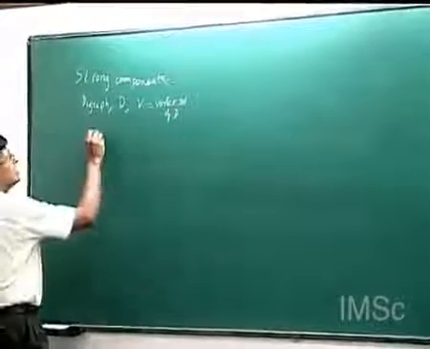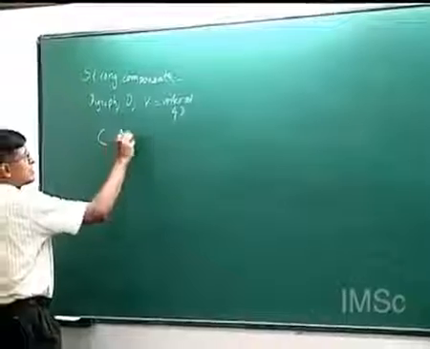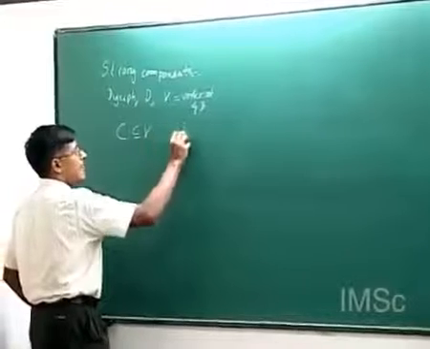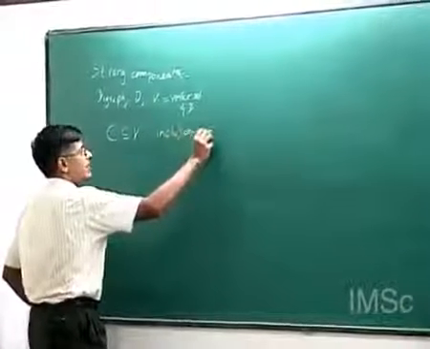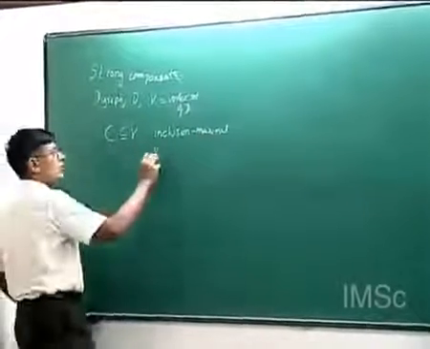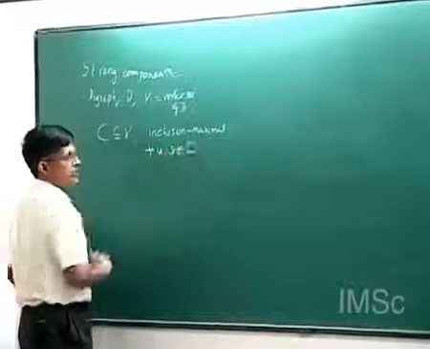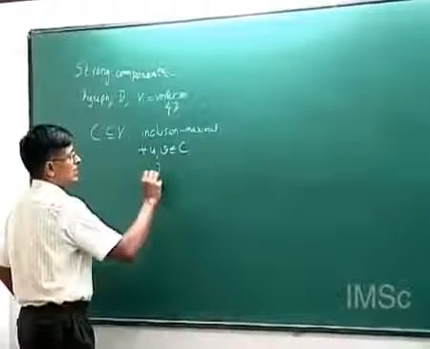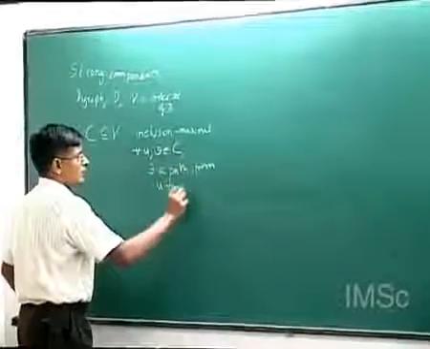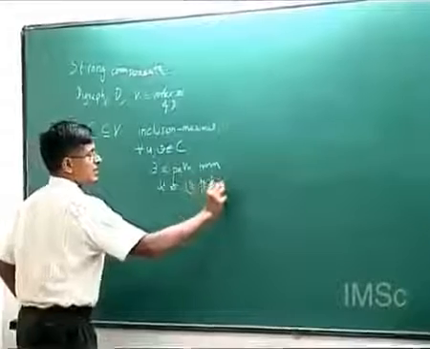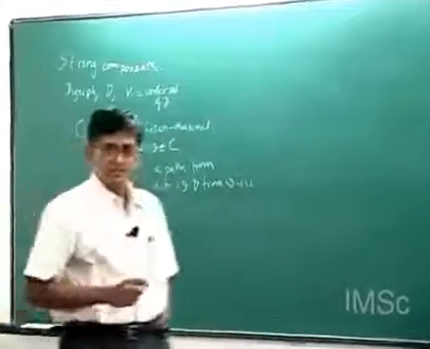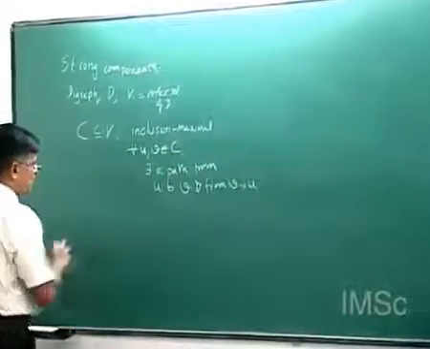A strong component C is a subset of vertices, and it is a maximal set, its inclusion maximal, with the property that for all u comma v belonging to C, there exists a path from u to v and from v to u.